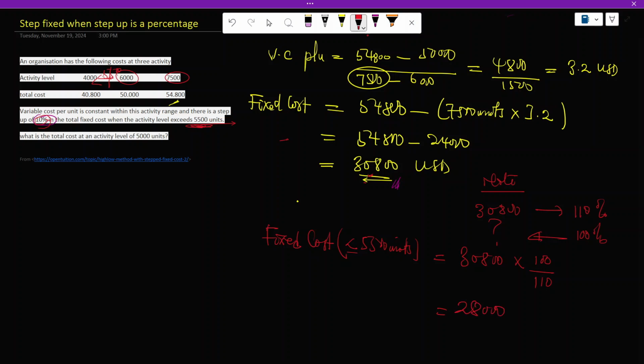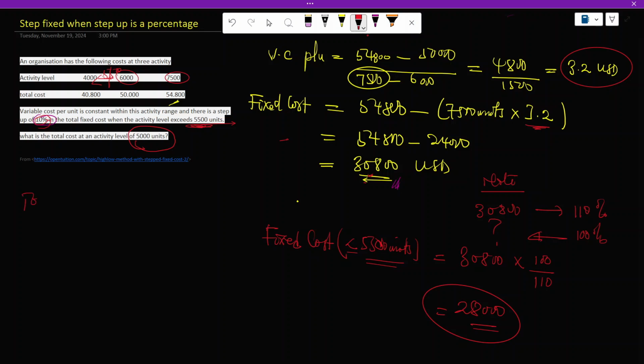Okay. Now, having established the 28,000, the question is asking what is the total cost at an activity level of 5,000? Now we can see that 5,000 is below 5,500. So its associated fixed cost will be 28,000, and the variable cost per unit will be 3.2, right? This 3.2 here.